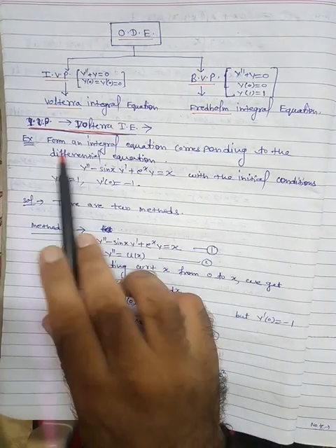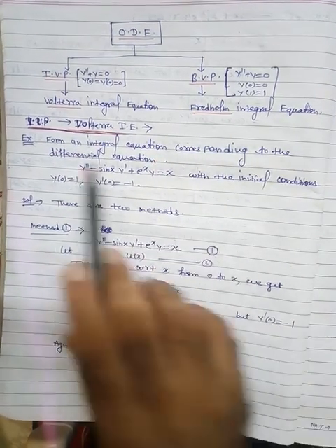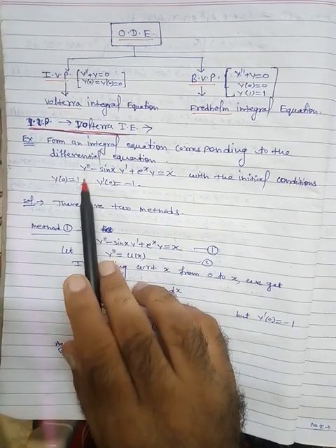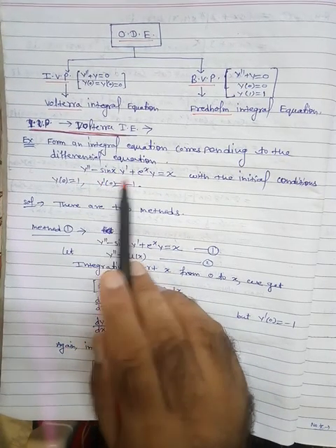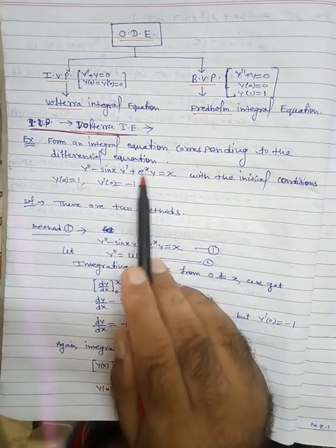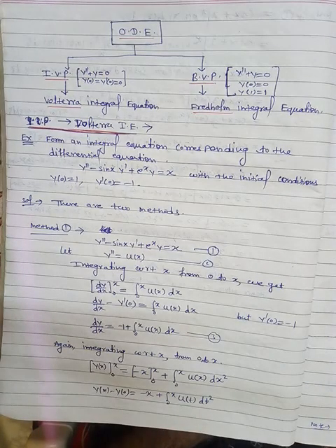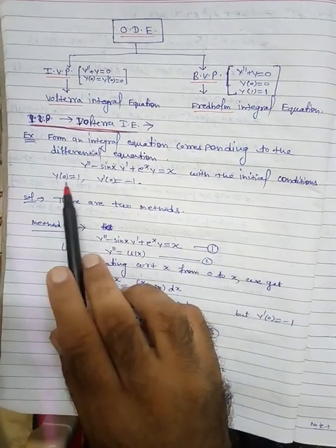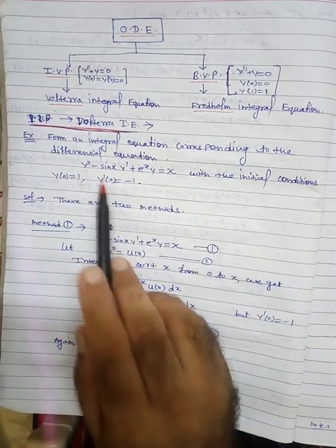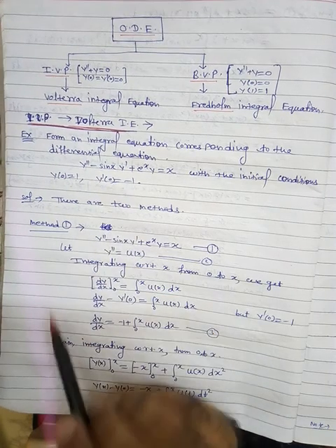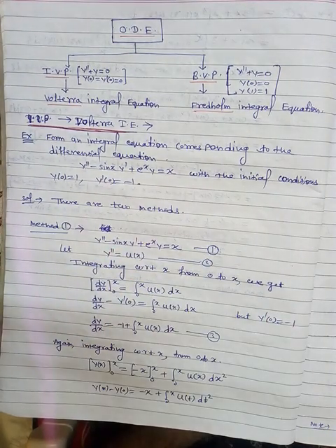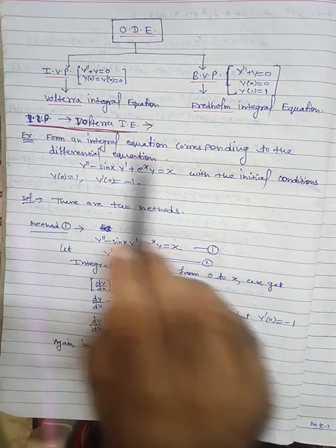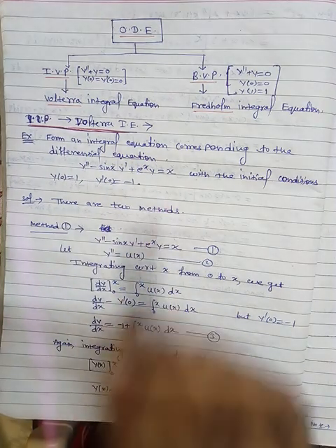Here, form an integral equation corresponding to the differential equation y second derivative minus sin x times y first derivative plus e raised to the power x times y equals x, with the initial conditions y(0) is 1, y'(0) is minus 1. So this is the initial value problem. The target is to convert it to an integral equation.